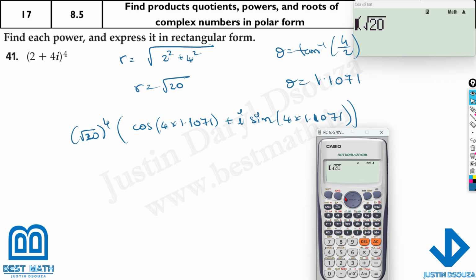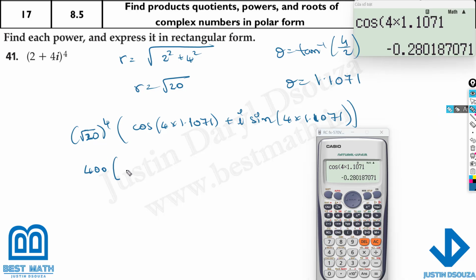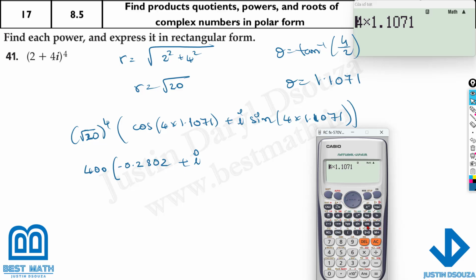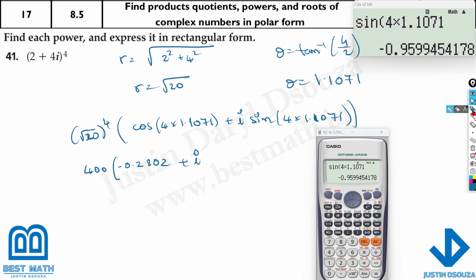Square root 20, open it up. Sorry, not 4, power 4, yeah. It's not squared, it's power 4, it's 400. What about cosine and sine value? Cosine is 4 times 1.1071. It's minus 0.2802. I'm going to take 4 decimal points even over here. I times, just change this to sine. And here we go. It's minus again. This will be minus 0.9599.